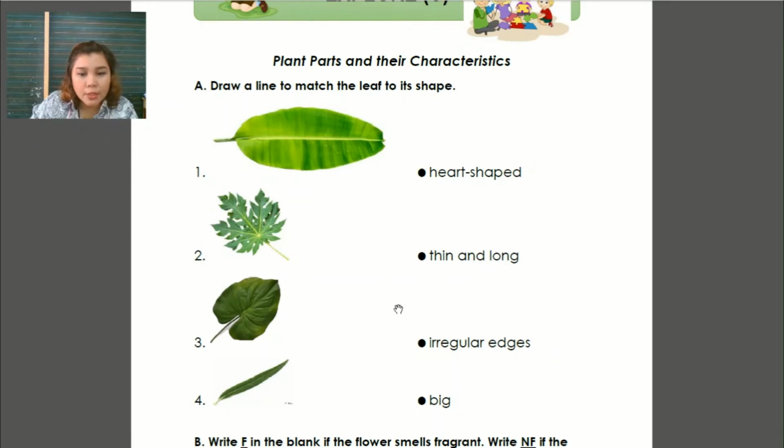But so we are after the shape. So which one is heart-shaped? Connect. Which is thin and long? Next, which has irregular edges? Pag sinabing irregular edges, iba-iba. No definite na shape siya. Kaya sinabing irregular. So, pwedeng zigzag, curve. And then, which one is big? So, only one for each item.